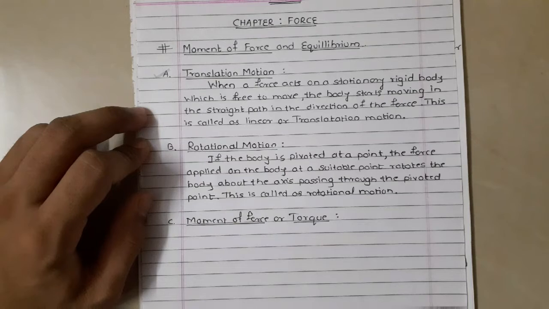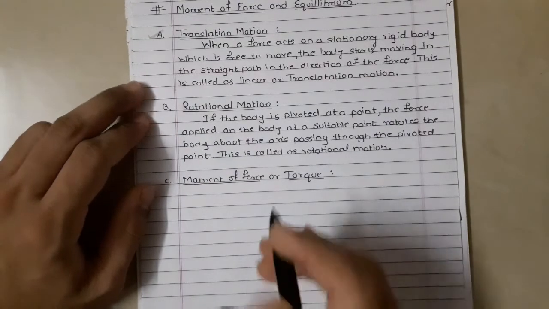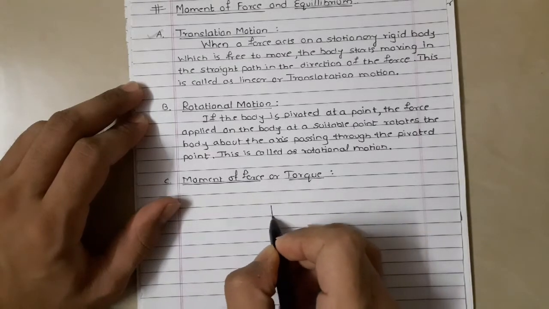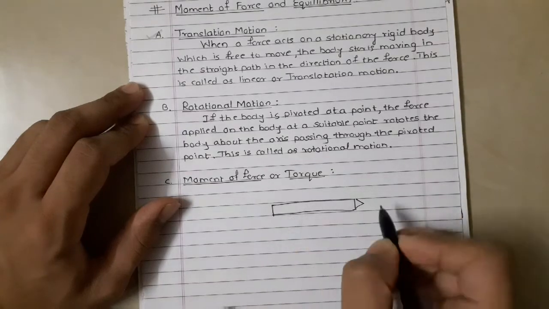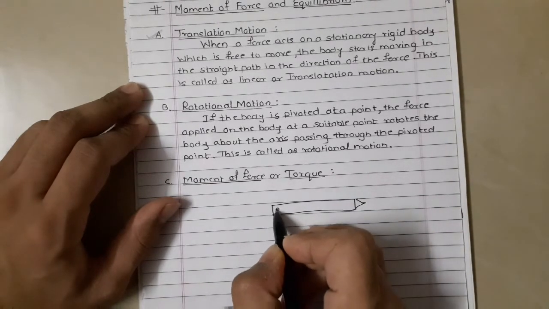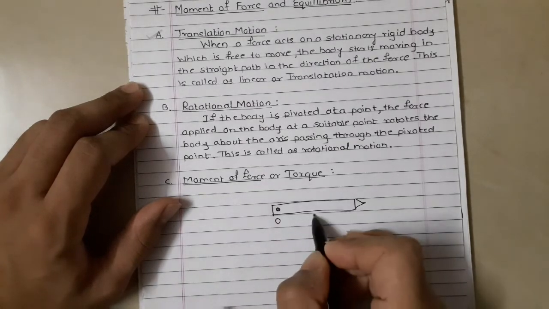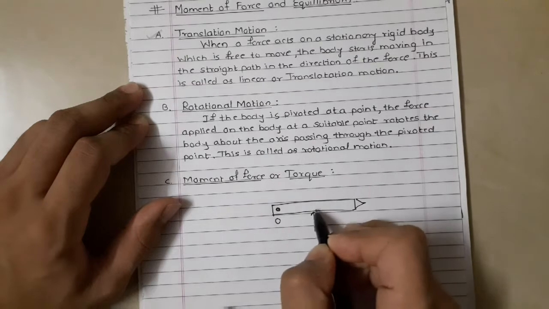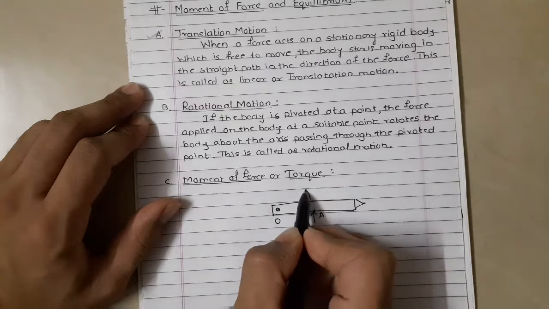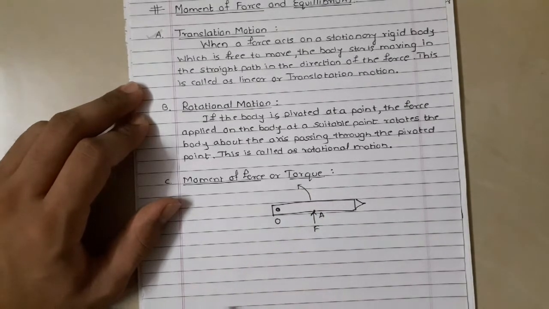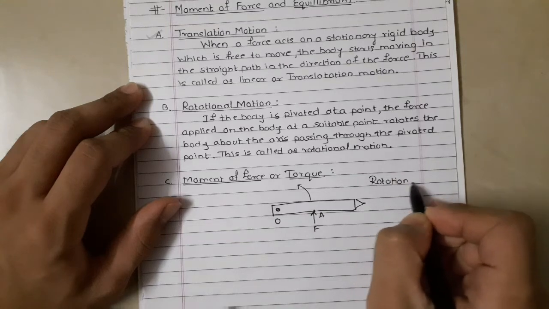What is torque exactly? Let me tell you with the example from before. We took the example of a pencil, right? Consider this is a pencil. We pivoted the pencil at a particular point O. We applied force F at point A. This pencil starts rotating, and that was called rotational motion. Correct? Rotational motion.